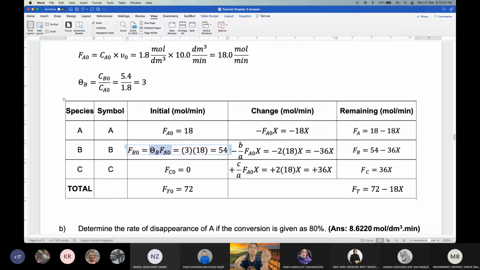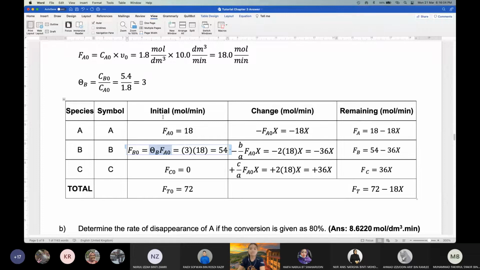So initial amount ni dia boleh jadi depends on the question. Like previous one, they give us mole fraction. In this question, they didn't give us mole fraction. However, they do give us the initial concentration. Dia beritahu kita initial concentration of A 1.8, initial concentration of B 5.4. So initial concentration ni pun kita boleh guna untuk calculate theta B.